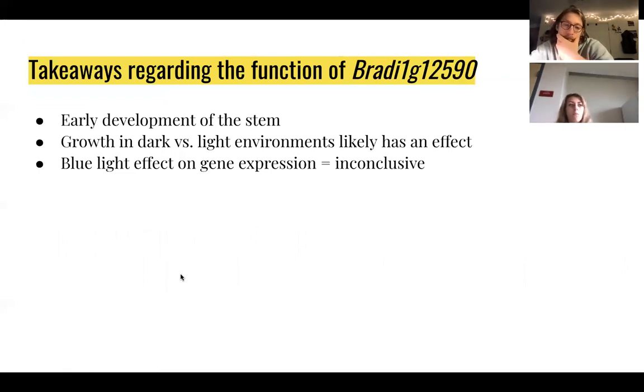So finally, some main conclusions that we can make about our gene is that it's likely involved in the early development of this plant. We also know that the amount of light likely has an effect on the expression of our gene, but we can't conclude what type of light since our blue light experiment was unsuccessful. So some future directions could be to just repeat our etiolated versus de-etiolated experiments with blue light, and then also with other wavelengths of visible light.